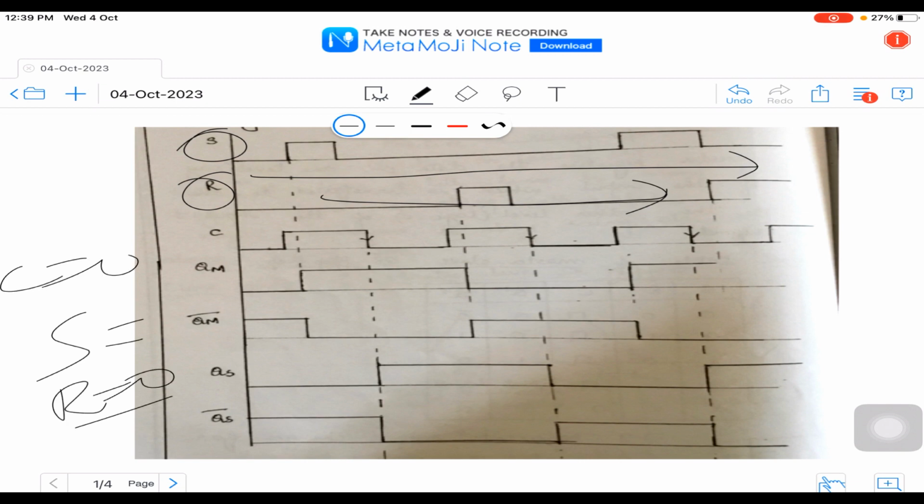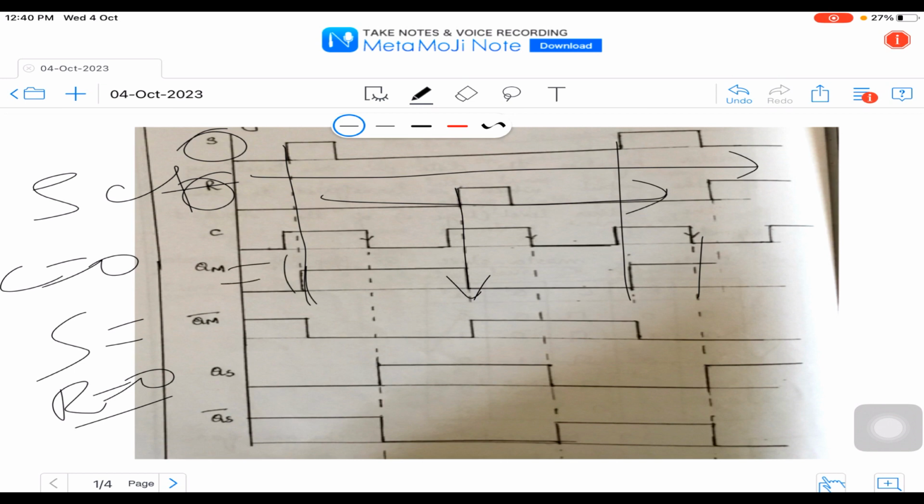So here C is equal to 0. So what happens at this condition? Output remains in the same state, that is QM state. So you can observe here, whenever S was high, the QM is also becoming high till the next R input. You can observe here clearly. Next, when we consider clock is equal to 1, S is equal to 1 and R is equal to 1, this is called as set state. Set. Here, QM becomes 1.